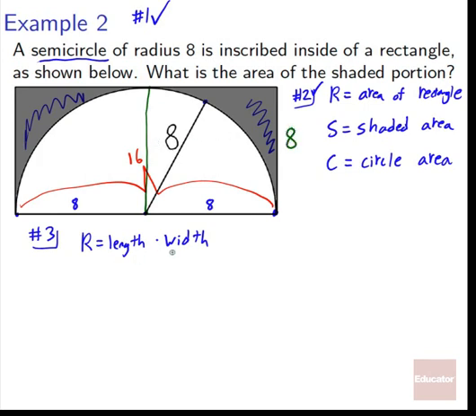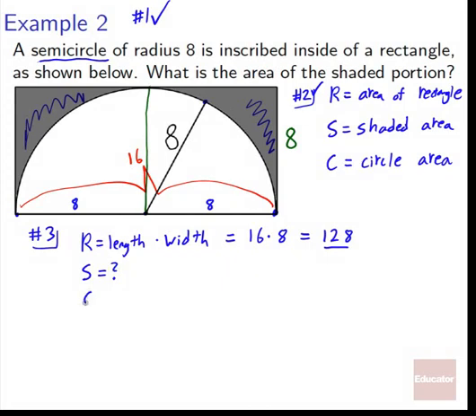So we've got length times width. We know that is 16 times 8, which comes out to be 128. So now we know what the area of the rectangle is. Great. What about the area of the shaded area? Do we know what that is? No, that's what we're looking for. It's what the problem asked, so that's our question mark.